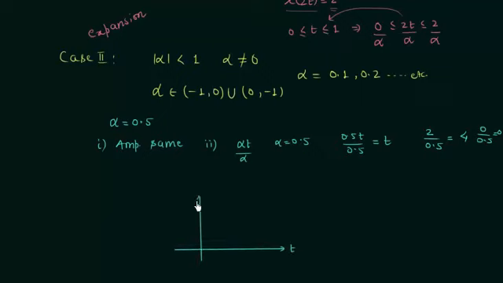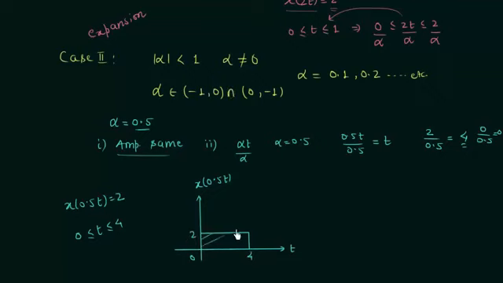X-axis is for t, y-axis is for x of 0.5 t, because alpha is equal to 0.5. We need to keep the amplitude same. Amplitude is equal to 2, therefore x of 0.5 t is equal to 2 when time t is less than or equal to 4, and when time t is greater than or equal to 0. I will plot this signal. This is 4, this is 0, and the amplitude is equal to 2.